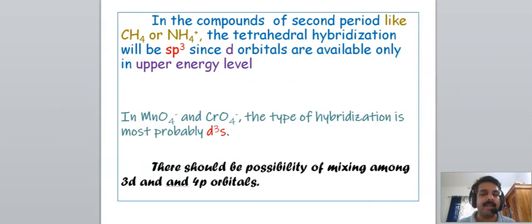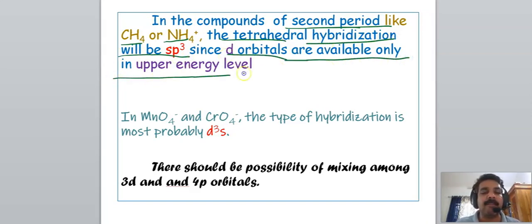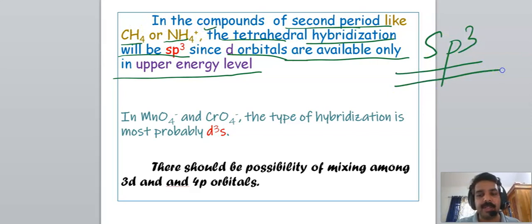And then in compounds of the second period like CH4 or NH4+, tetrahedral hybridization will be sp3, because d orbitals are available only in the upper energy level. In the case of second period elements, there is no d in the valence shell or the lower level. The d orbital is available only in the higher energy level, so it cannot be used. So in second period compounds like CH4, NH4+ etc., the hybridization is sp3.